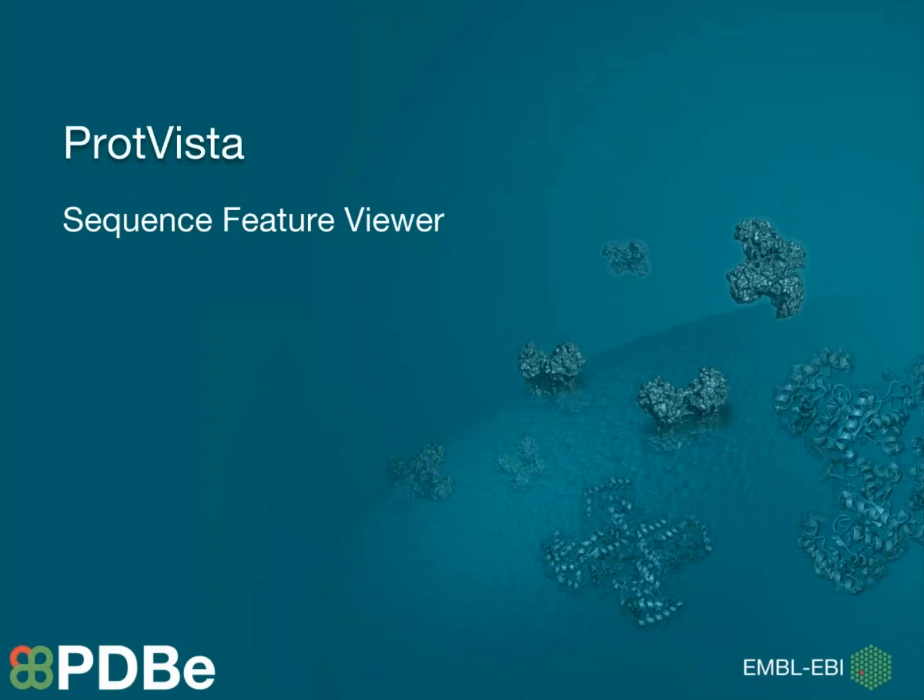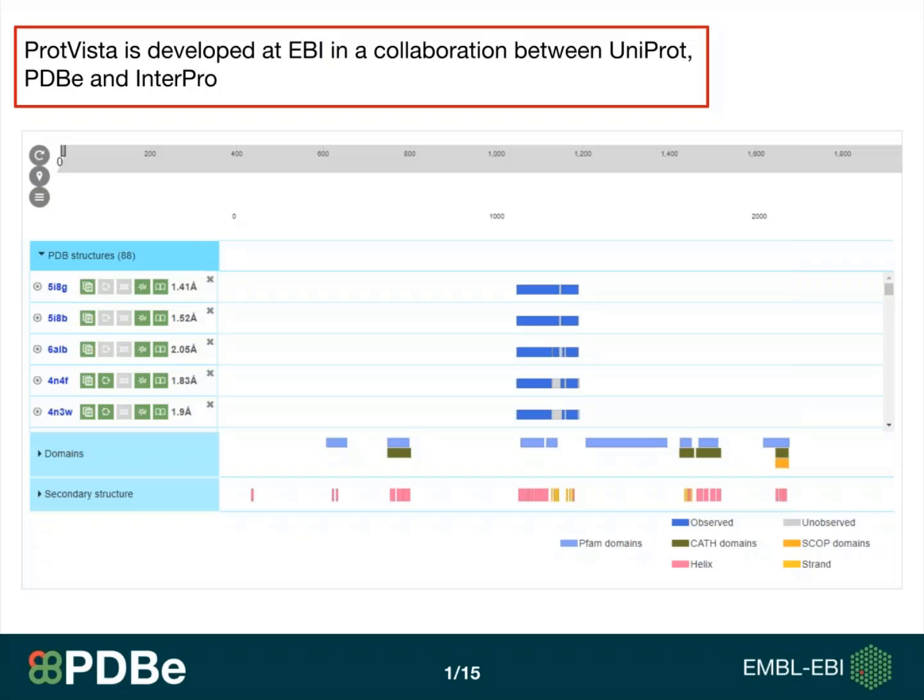We are using a sequence feature viewer called ProtVista, and now I will describe the functionalities that this tool has. ProtVista is developed at EBI in a collaboration between Uniprot, PDBe, and Interpro. And the idea is that there will be this one common tool used by all these different resources so that there is a unified way of visualizing data.